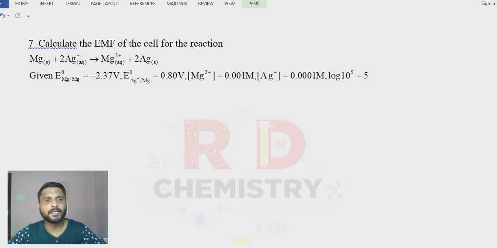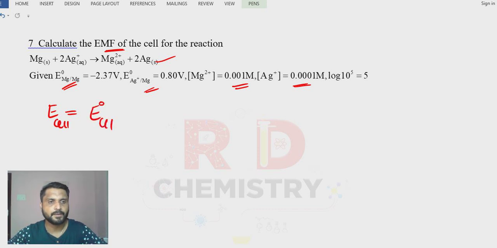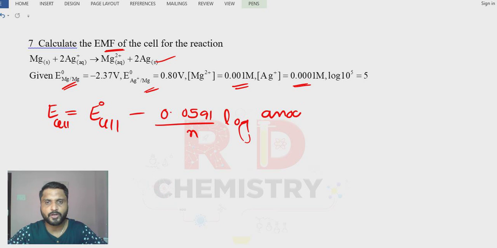This question is from electrochemistry based on the EMF of the cell, and you have to use the Nernst equation here. Calculate the EMF of the cell for the cell given. Individual SRP values are given for magnesium and silver, and the concentrations of magnesium and silver are given. So what is the Nernst equation? E cell is equal to E naught cell minus 0.0591 divided by n, log of anode concentration divided by cathode concentration, or you can also write it as product divided by reactant concentration.